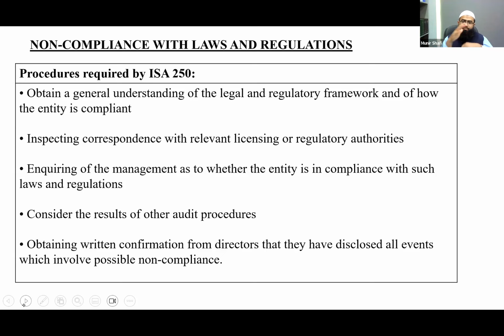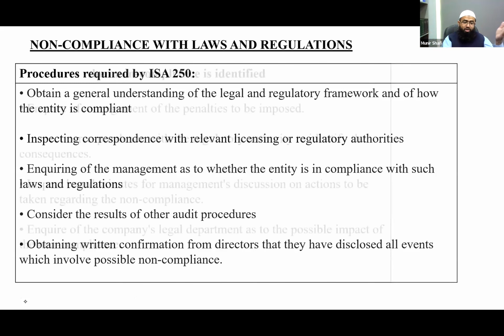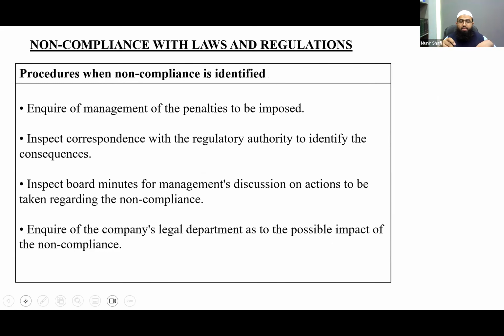Let's ask. Obtain written confirmation from the directors that they have disclosed all possible situations to you, because they are the ones in the first place who are responsible for controlling this non-compliance. They are the ones in the first place who are responsible to ensure the compliance. Are you getting this? So they should know and they should tell you what the non-compliances have been.